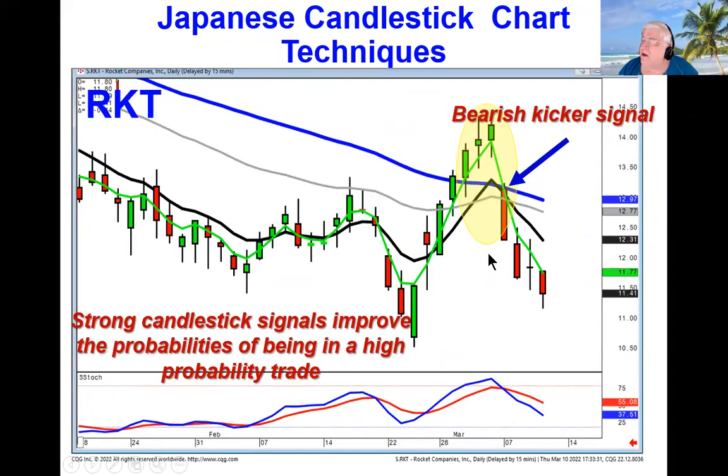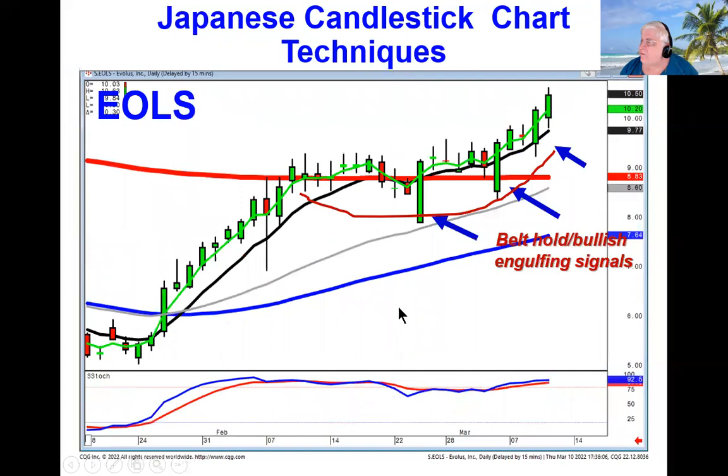Same scenario on our short recommendation on Rocket. Look at your bearish kicker signal. The bearish kicker signal is one of your strongest sell signals. It tells you the investor sentiment is kicked in this direction with great enthusiasm. And notice what the strength of this was yesterday when the market was trading up 500 points or so. They couldn't move this up from where they opened it. It closed right where it opened. Another indication of the strength of a candlestick sell signal.